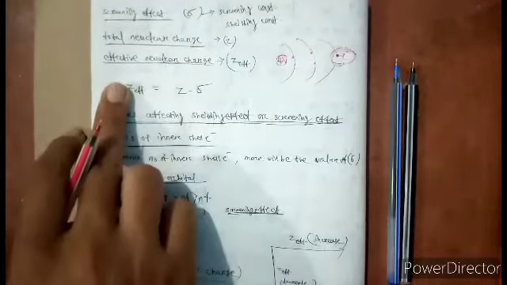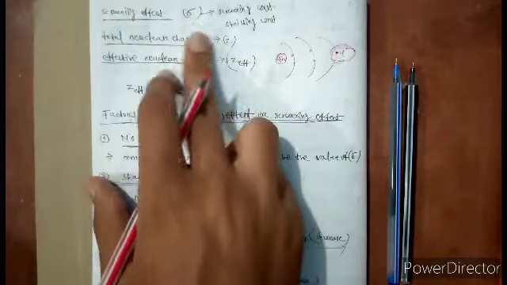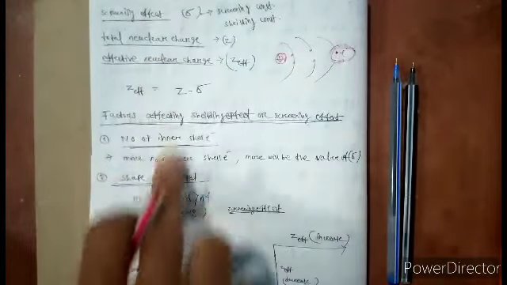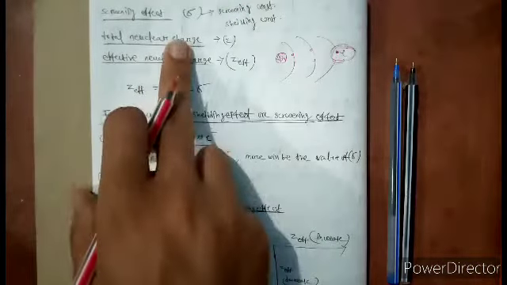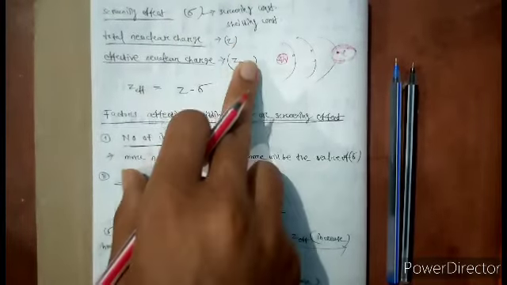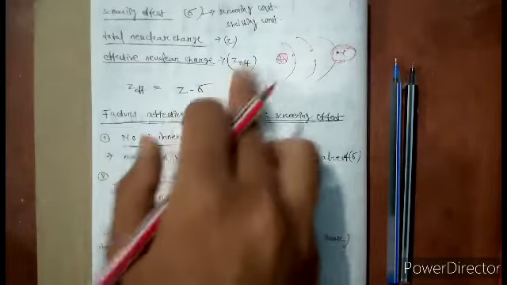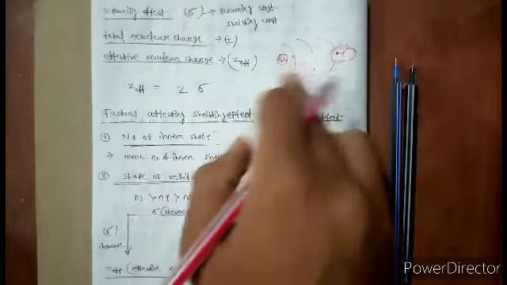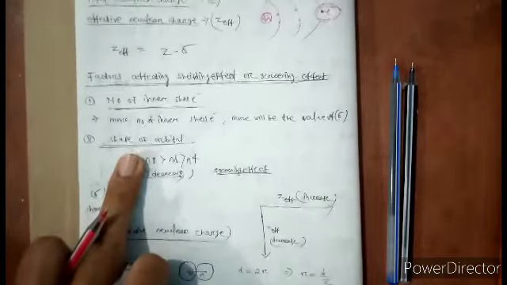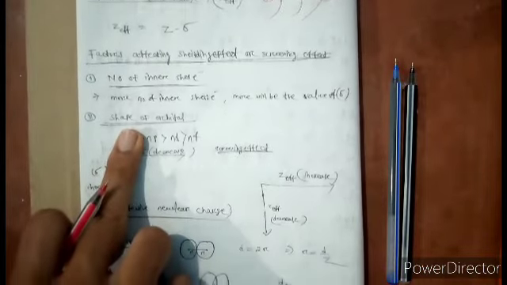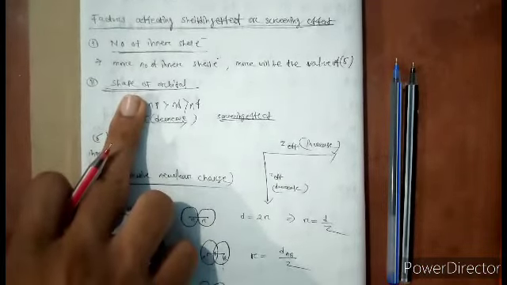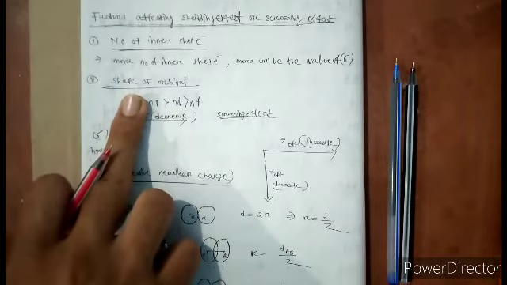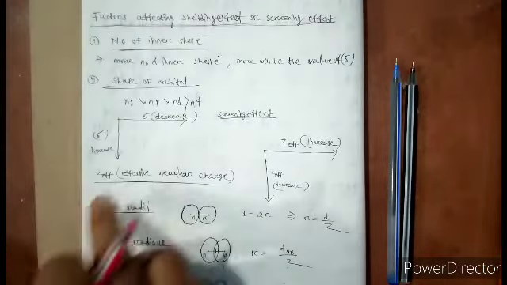Okay, so screening constant, that is sigma, increases down the group. Total nuclear charge is denoted by Z. Effective nuclear charge, Z effective, is equal to Z minus sigma, that is atomic number minus screening constant. These are the factors affecting the shielding effect or screening effect.